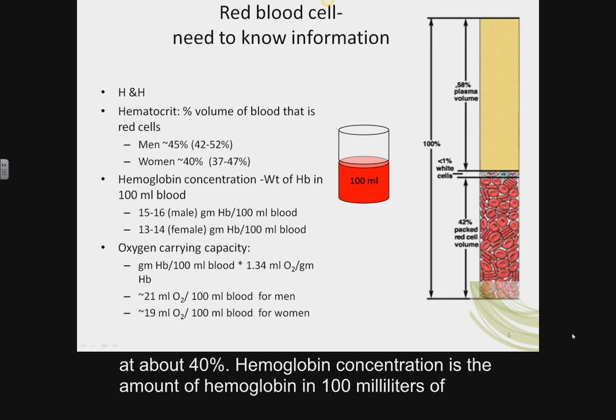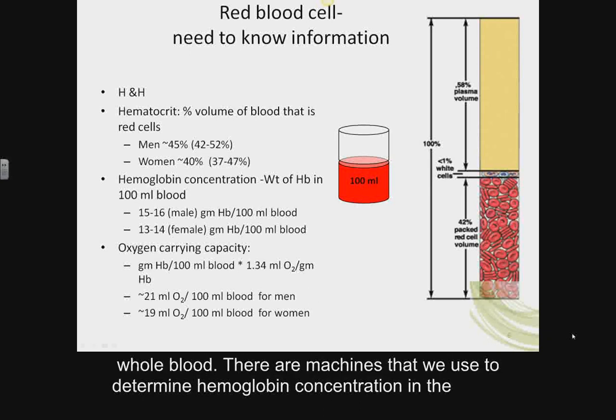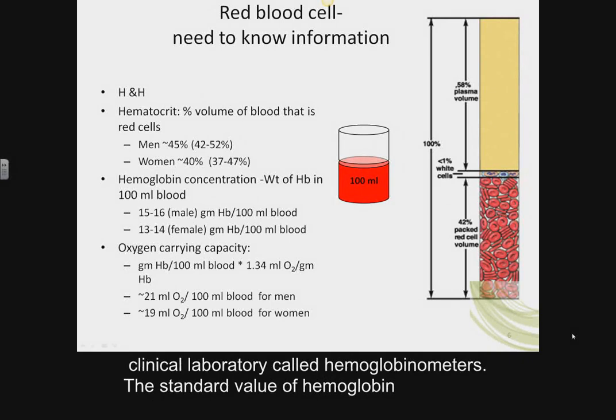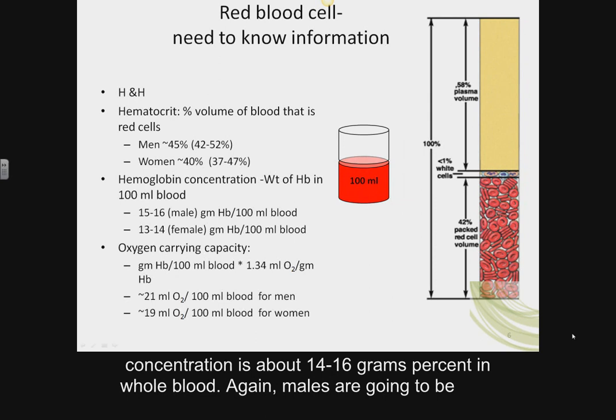Hemoglobin concentration is the amount of hemoglobin in 100 milliliters of whole blood. There are machines that we use to determine hemoglobin concentration in the clinical laboratory called hemoglobinometers. The standard value of hemoglobin concentration is about 14 to 16 grams per cent in whole blood. Again, males are going to be slightly higher than females.